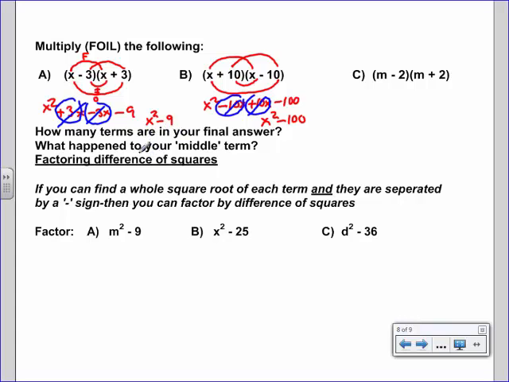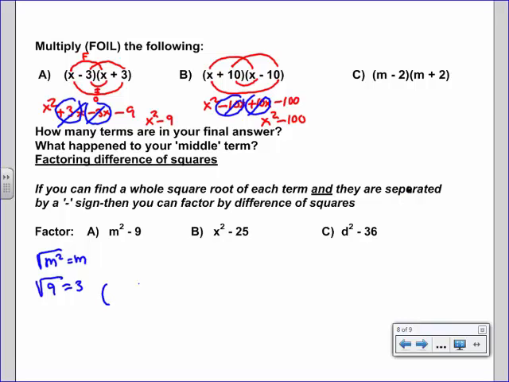So this leads us to the reverse of that, which is factoring difference of squares. It says if you can get a whole square root of each term and they are separated by a minus sign, it must be a minus, you cannot have a plus there, then you can factor by difference of squares. So the square root of m squared is m. The square root of 9 is 3.